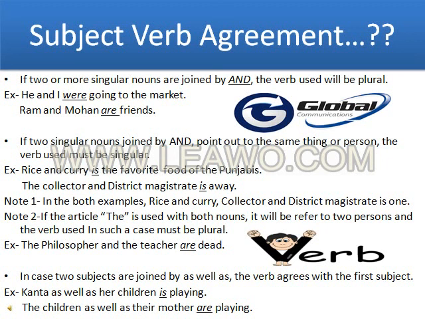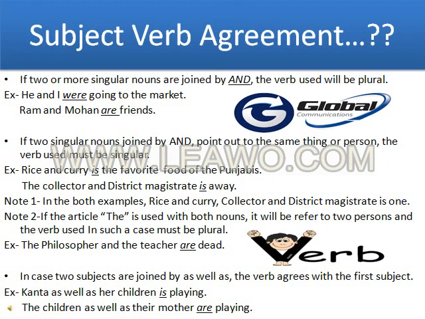It means, when there are two subjects in one sentence, both singular and connected with and, the verb used will be plural. Let's take an example. He and I were going to the market. He is a singular noun, and I is a singular noun, and both singular subjects are connected with and, that's why the verb used here is plural. Next example, Ram and Mohan are friends. Ram and Mohan are both singular nouns, both connected with and. That's why the verb used here is plural.